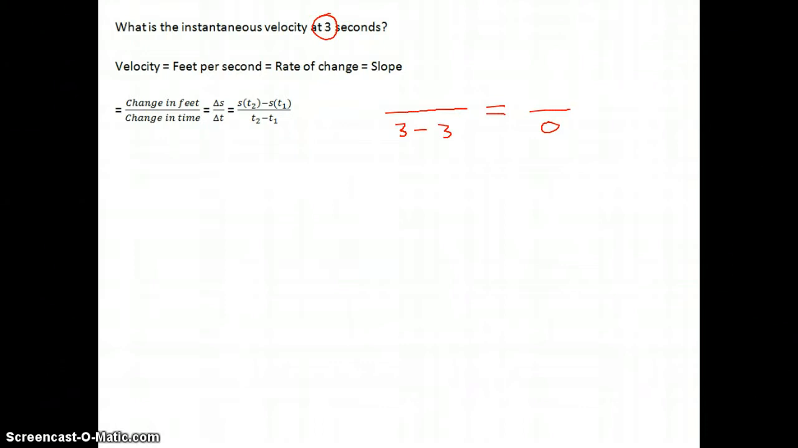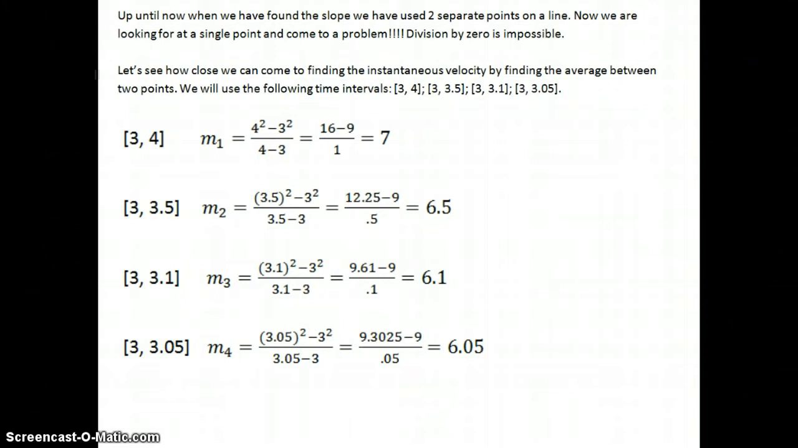And that's why this derivative definition exists, because we're trying to figure out the instantaneous rate of change at a single point. So up until now, when we have found the slope, we have used 2 separate points on a line. We figured out the average between the 2 points. Now we're looking for a single point. We come to a problem. Division by 0 is impossible. Let's see how close we can come to finding the instantaneous velocity by finding the average between 2 points.